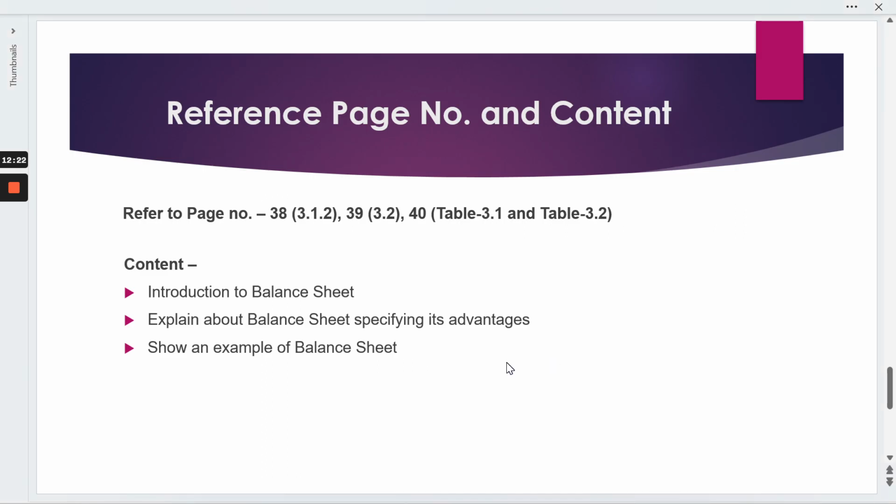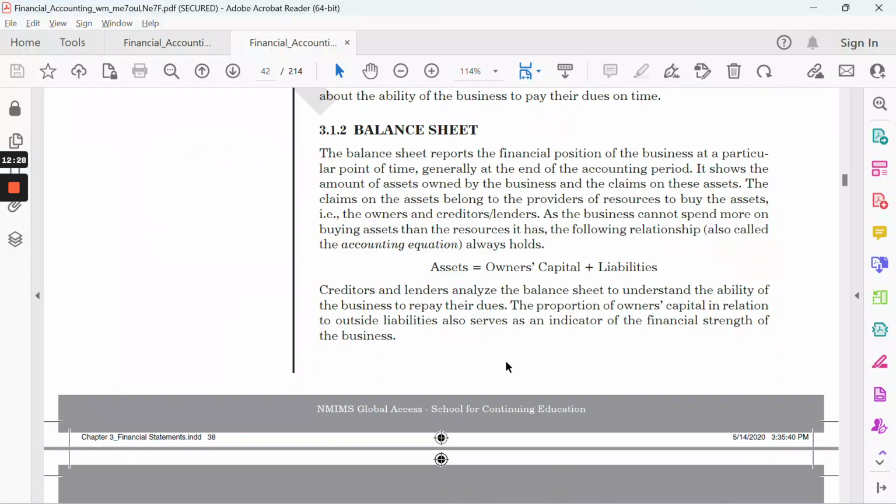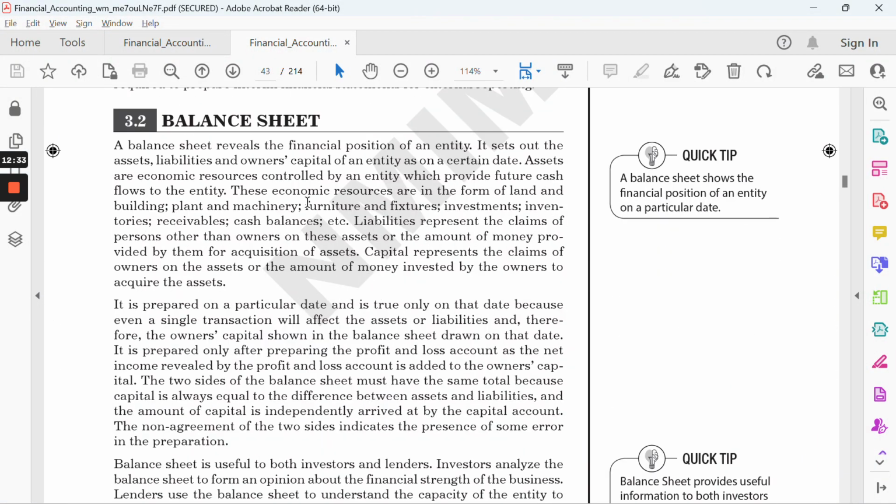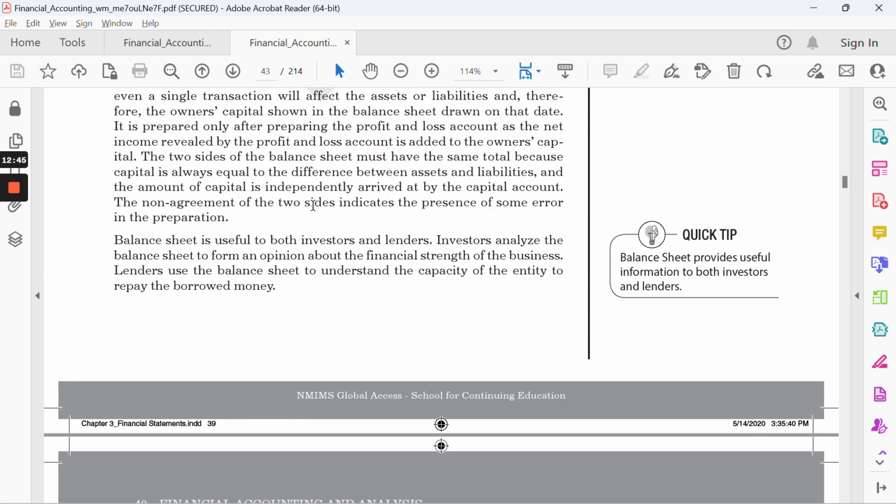Then you need to explain the balance sheet examples. There's nothing in the book which directly mentions, okay, these are the advantages, but yes, you can easily use page number 39, where it is mentioned that it reveals the financial position of an entity. It sets out the liabilities and assets. So if you read one or two paragraphs, you can get an understanding. Okay, these are a few advantages of the balance sheet, and you can mention these.